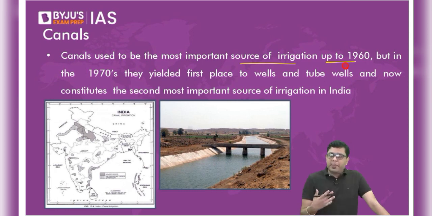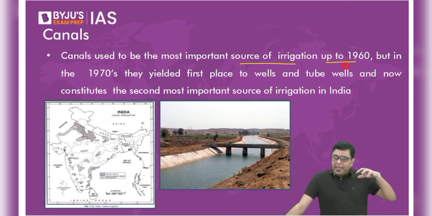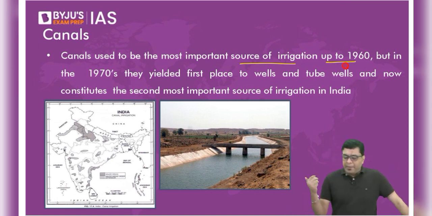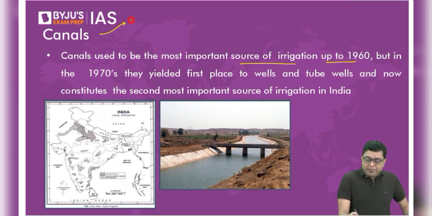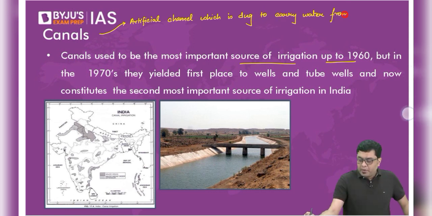Now when you hear the term canal irrigation, what is a canal? A canal is a separate artificial channel which is dug out in order to carry water from the nearby river areas into the connected farmlands. That is what a canal is. So, an artificial channel which is dug to carry water from rivers or streams to the farmlands.